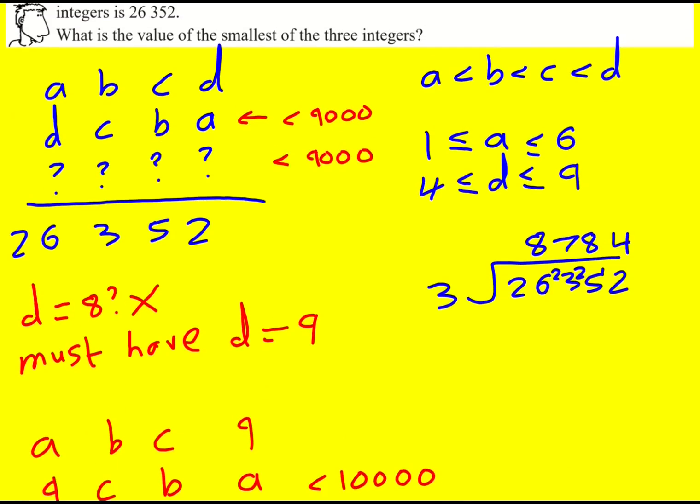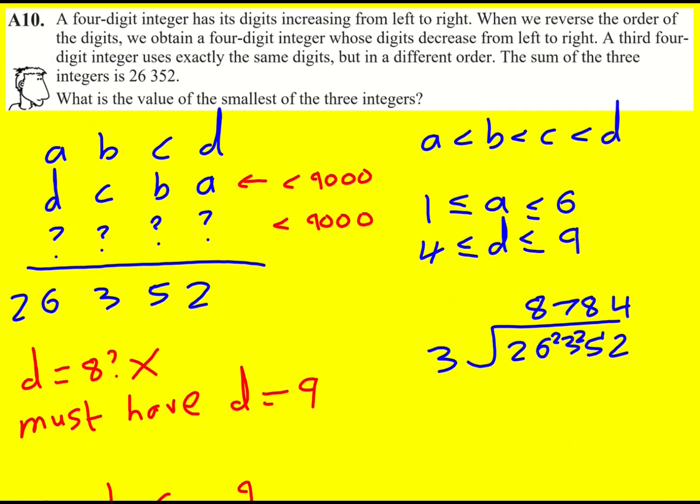I just want to summarize what we've done. We wrote some useful things down to start with, so that A has to be between 1 and 6, and D between 4 and 9. We've got this order occurring. We ruled out D equaling 8. It's just going to end up being too small, so it had to equal 9, and we put that in.